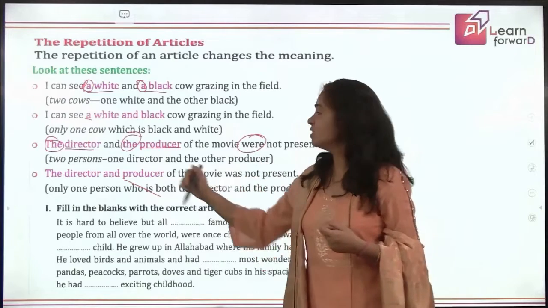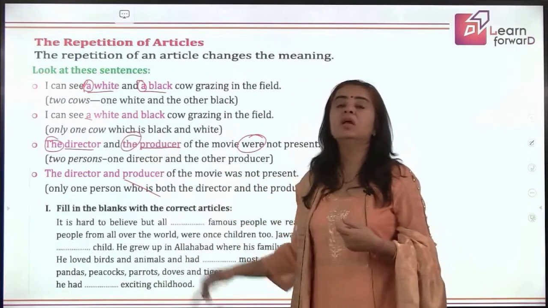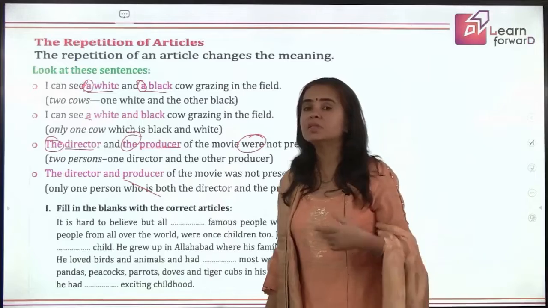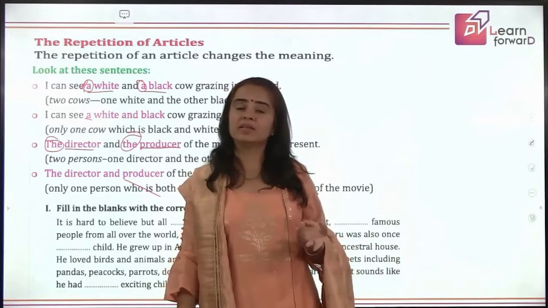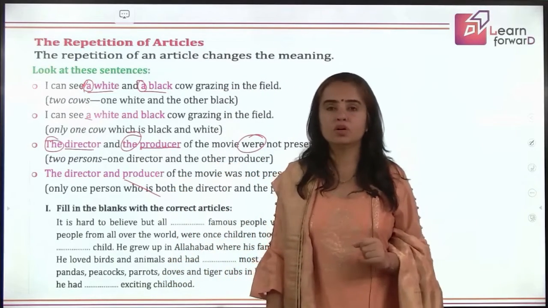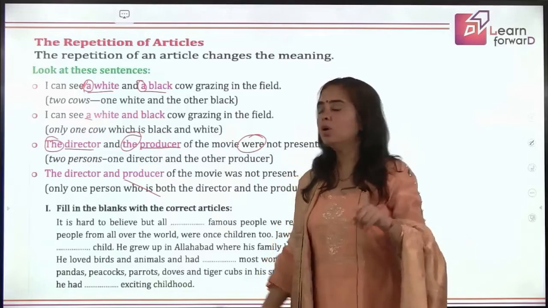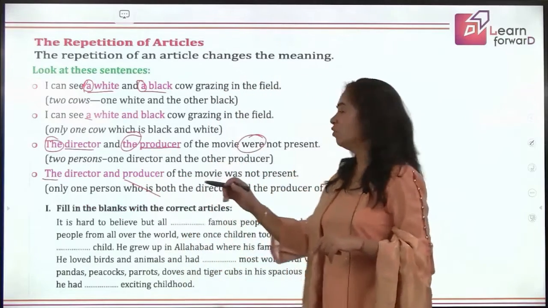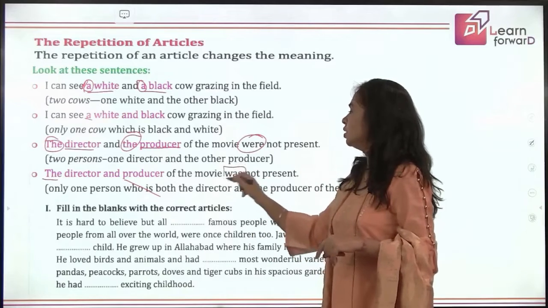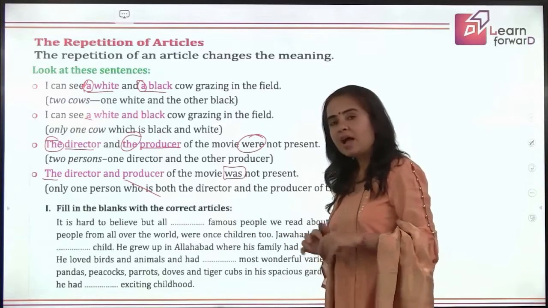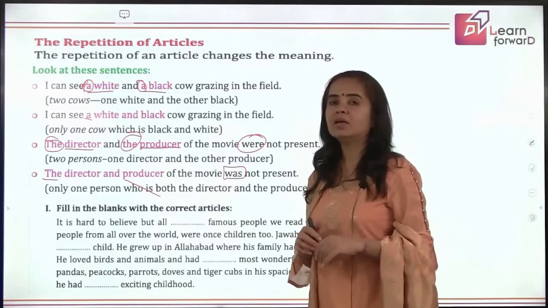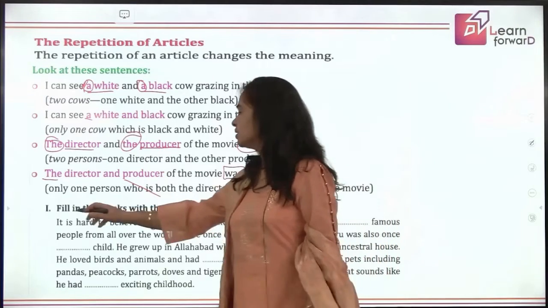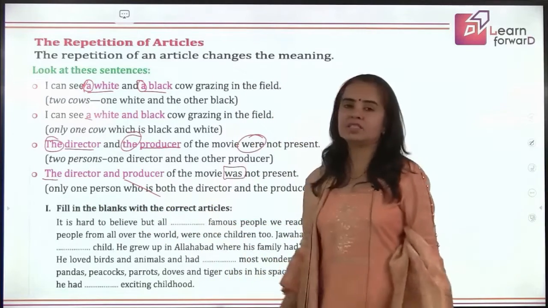But if I say that director and producer, that means it is the same person playing the role of the director as well as the producer of the movie. So one person now. We are using this article only one time, and then the verb will also be changed to singular verb. Right? I hope this much is clear about articles. Let's do an exercise. Fill in the blanks with the correct articles.